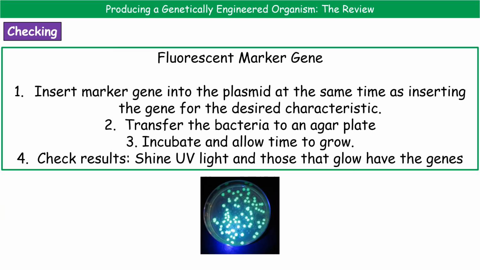The second option is to use a fluorescent marker gene. First step, exactly the same. We insert our marker gene into the plasmid at the same time as our desired characteristic gene. We then transfer the bacteria to an agar plate, just as before. We incubate it and give it time to grow, same as before. The only difference is how we check the results. Because it's a fluorescence marker gene, what we do is we shine a UV light onto it, and then any of the colonies that glow have the fluorescence gene, which means they've got our desired characteristic gene.